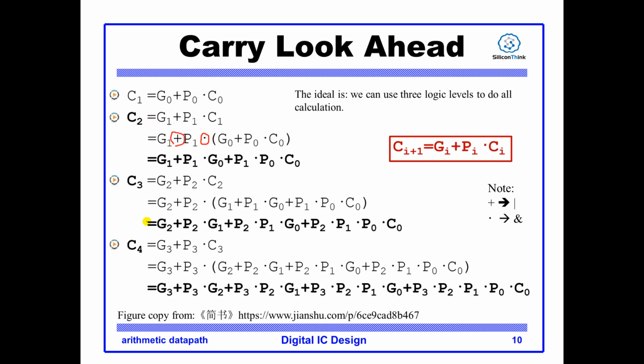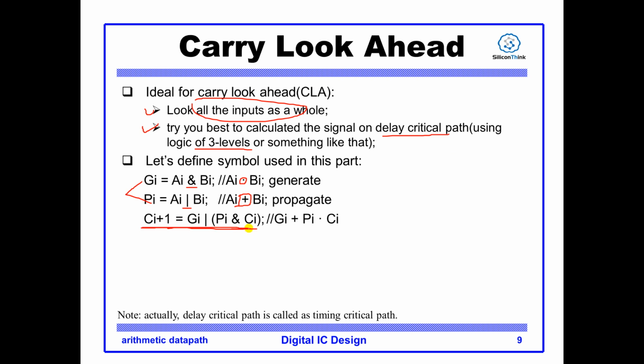Let's go to the equations. The C1 for the first bit is simple, and this is the equation for C2. It is something like the generate of bit 1, plus the propagate of bit 1 and the carry in of bit 1. The two equations are something like that.